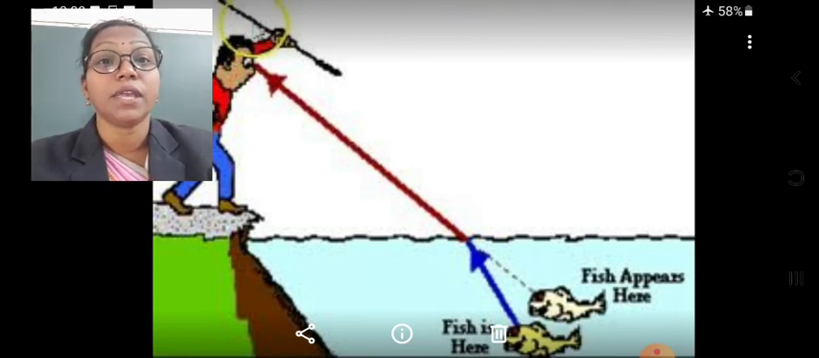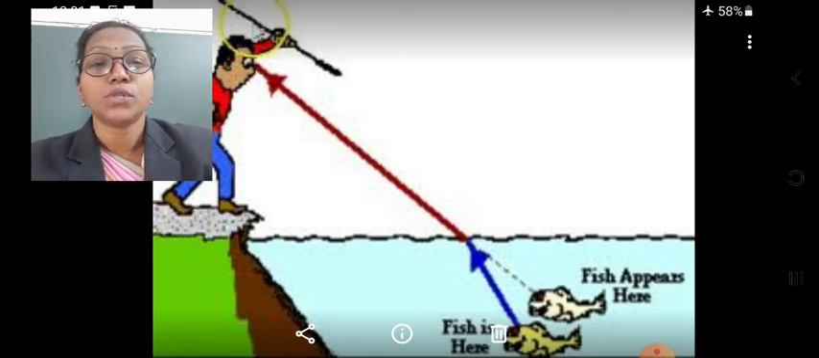That means when we extend these lines from the view of the person, we can see the fish appears in a nearby place. So students, I hope you understood the process of refraction.